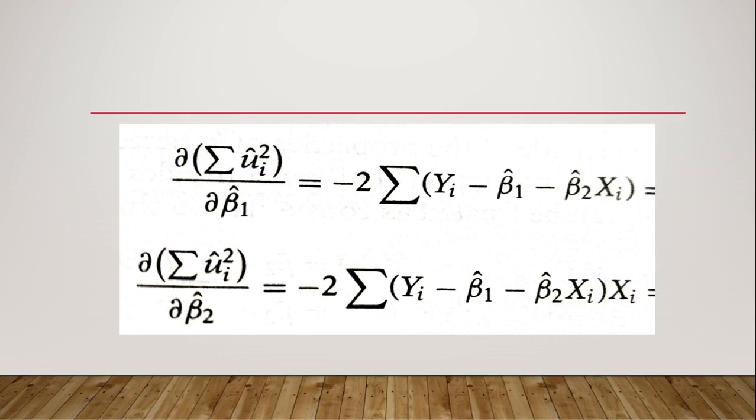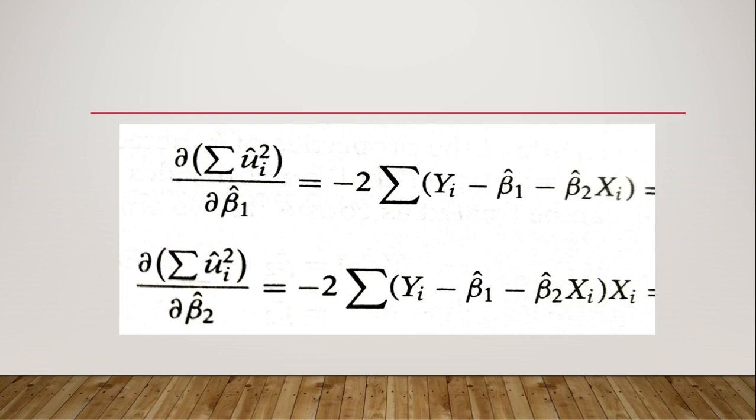So we get that is equal to 2 into sigma yi minus beta 1 hat minus beta 2 hat xi into minus 1. So we have to equate that to 0. So we know that 2 into minus 1 is equal to minus 2. So we are taking that outside the summation, minus 2 into sigma yi minus beta 1 hat minus beta 2 hat xi.